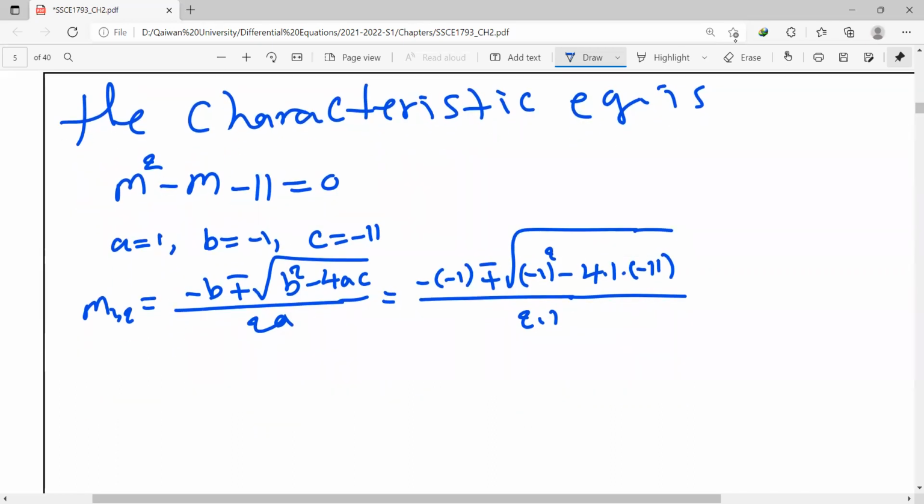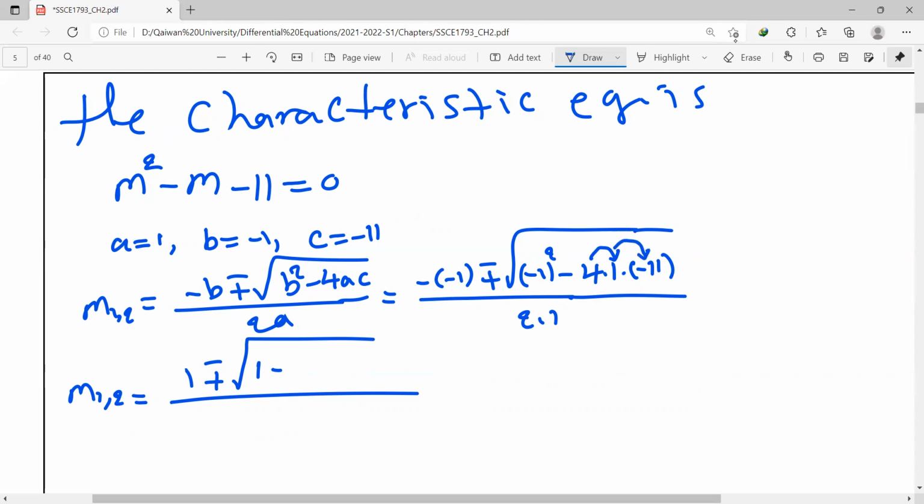Now we simplify it. So m1 and 2 equals minus minus 1 means plus 1. So it's only 1, plus minus square root. b squared, minus 1 squared is 1. Since the power is even, it becomes positive. It's 1, minus 4 times 1 is 4, 4 times negative 11 is minus 44. And we have this negative sign also, so it becomes plus 44. All dividing by 2a, 2 times 1, which is still 2. And it equals 1 plus minus square root of 45 dividing by 2.